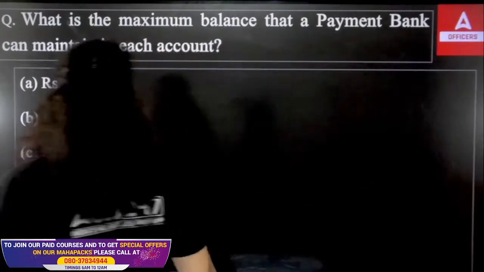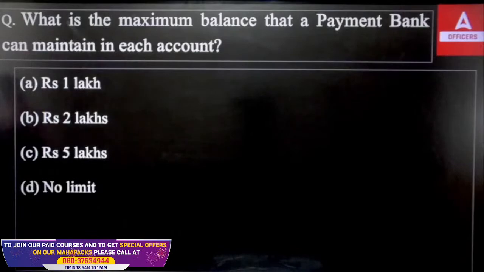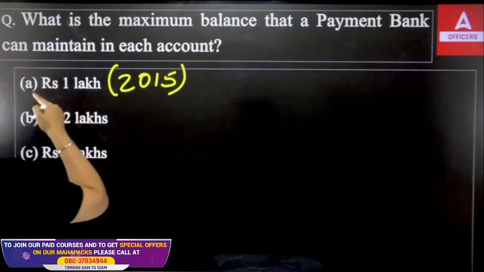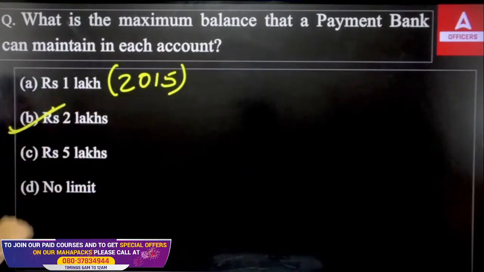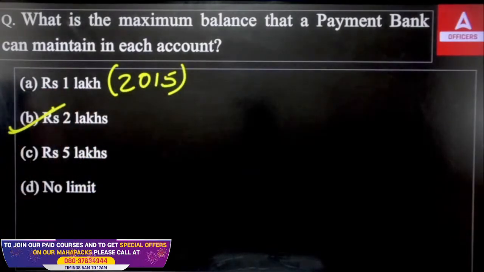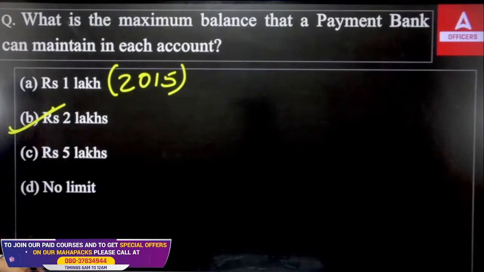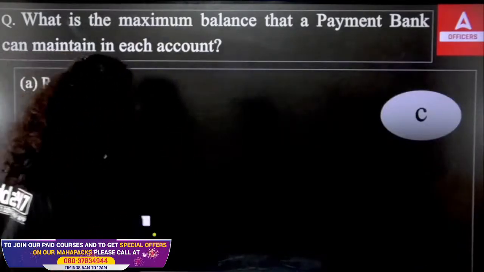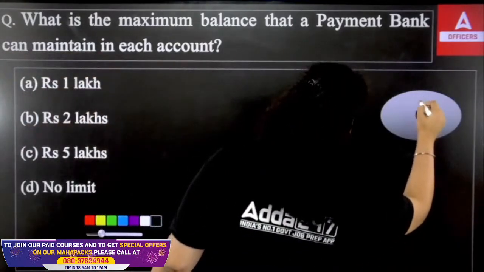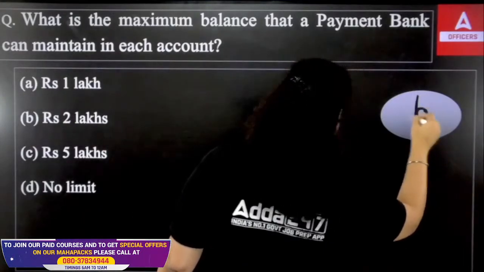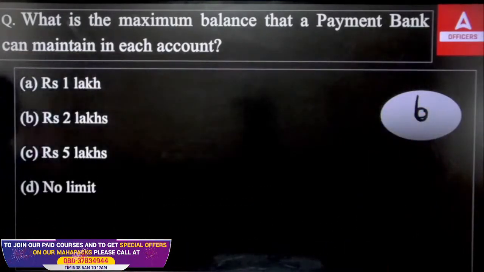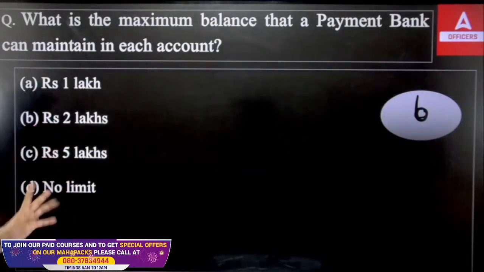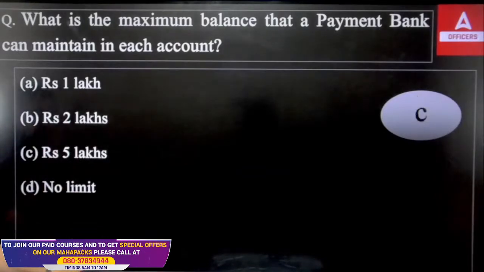So the maximum balance that a payment bank can maintain in each account: when the bank was introduced in 2015, it was rupees 1 lakh. But now it is rupees 2 lakhs. That is what we see as the amount accepted by the bank per customer. Okay, one second. This is B. Rupees 2 lakh per customer can be accepted by a payment bank now. Earlier it used to be 1 lakh, but now it is 2 lakhs. The right answer will be option B.